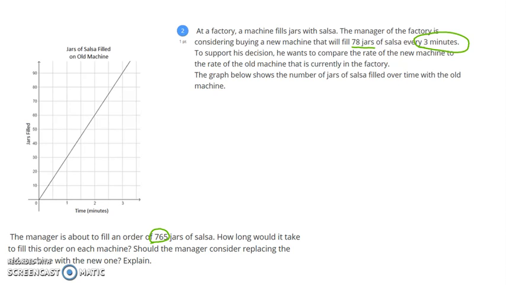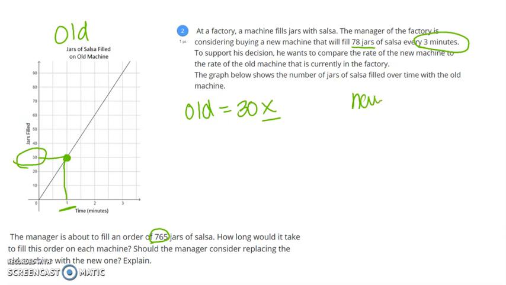So let's figure out the rate of change, right? In this old machine, so this is our old machine here, let's find how many it can do in 1 minute. So in 1 minute, follow the graph, it can make 30 jars of salsa. So the old machine makes 30 jars of salsa for every minute. The new machine makes 78 in 3 minutes.